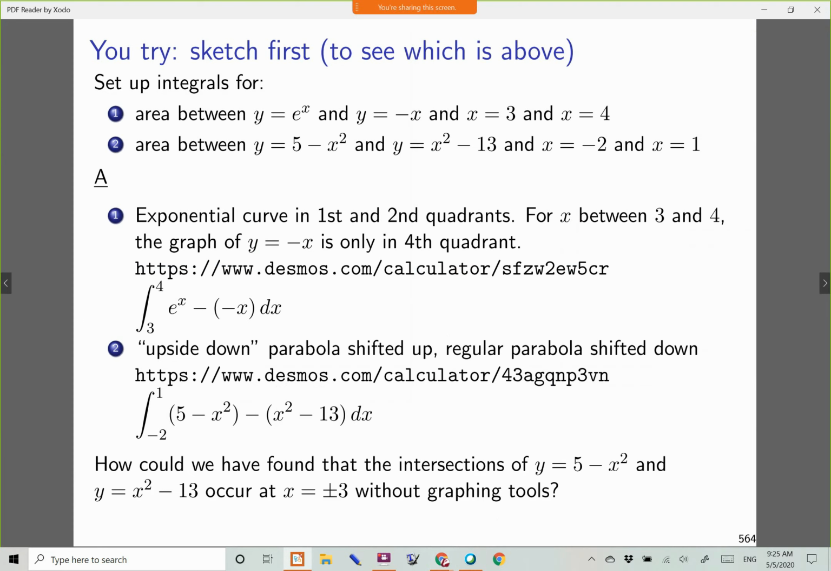But this strange feature that came up was, how could we have come up with the intersections of the two parabolas? The intersections we saw using the graphing tool were x equals plus or minus 3. How could you find this? Well, you can do this using algebra, because you've got y equals 5 minus x squared and y equals x squared minus 13. You can set those equal to each other and solve. This algebra way of seeing a geometric idea is going to come up in the next question. So let's give that a try.